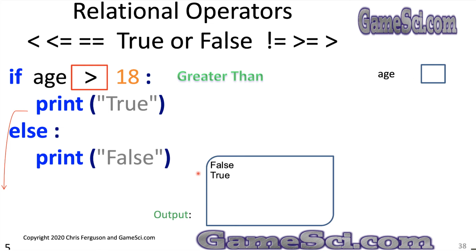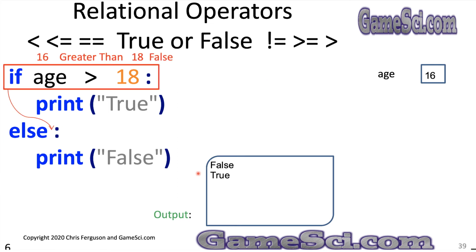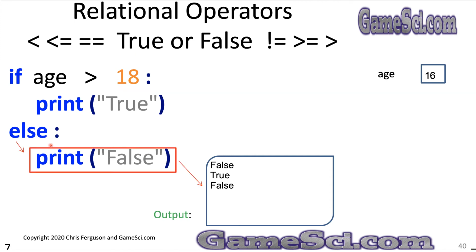The next relational operator is the greater than operator. We want to find out if age is greater than 18. We update the age variable with the value 16. So this reads 16 greater than 18. 16 greater than 18 is a false statement. As a false statement, what do we do? We skip the if block and we go execute the else block. We print the value false onto the output. It shows up right there.